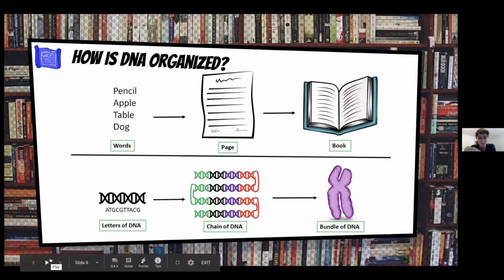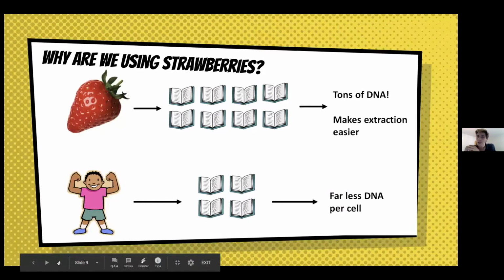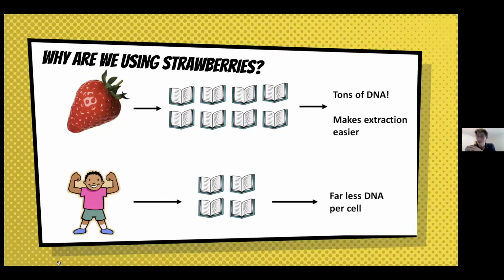Next slide. So you might be wondering, why are we using strawberries? It will probably come as a big surprise to many people that inside a single cell of a strawberry, there's a lot more DNA than in a single cell in your body. That's depicted here by the number of books. Strawberries contain a lot more books, or bundles of DNA, per cell than humans do. So we can use a strawberry as a really good system to extract DNA because there's just so much of it. So we're going to do that today.